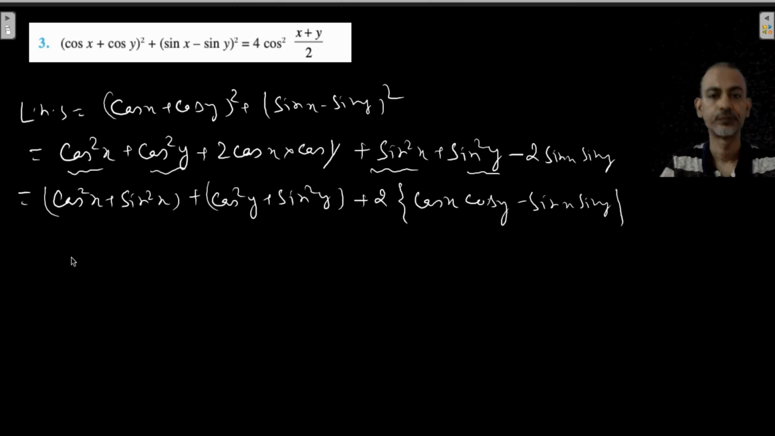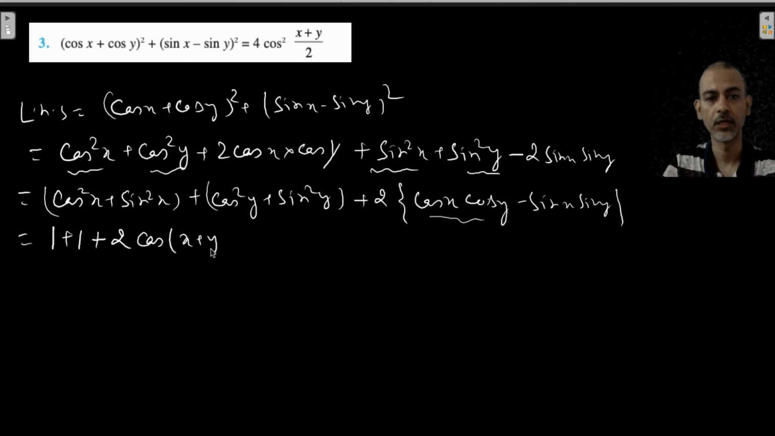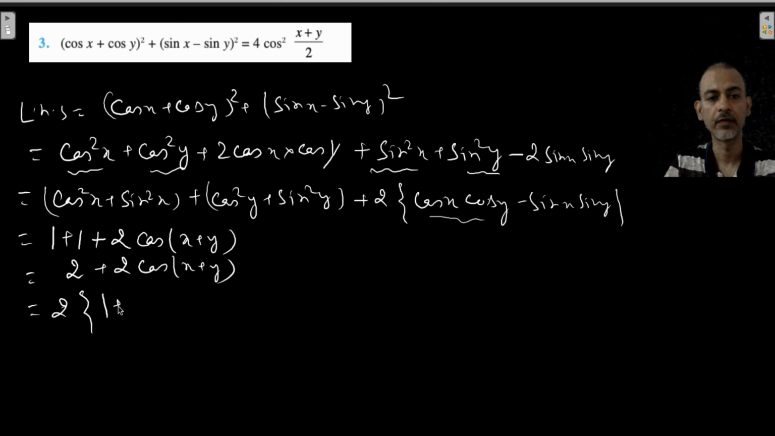Alright. Now this has become 1. This one has become 1. And this one has become 2 times. And again, this is a formula of cos (x + y). Right? We know cos x into cos y minus sin x into sin y. So this is 2 of cos (x + y). Now we have got 2 plus 2 cos (x + y). If we take 2 common, what will we be left with? We are left with 1 plus cos (x + y).